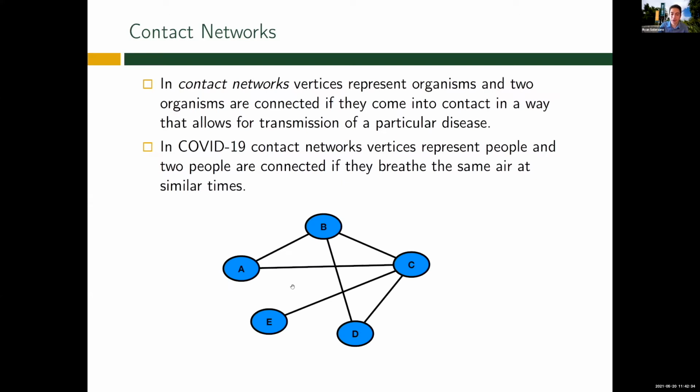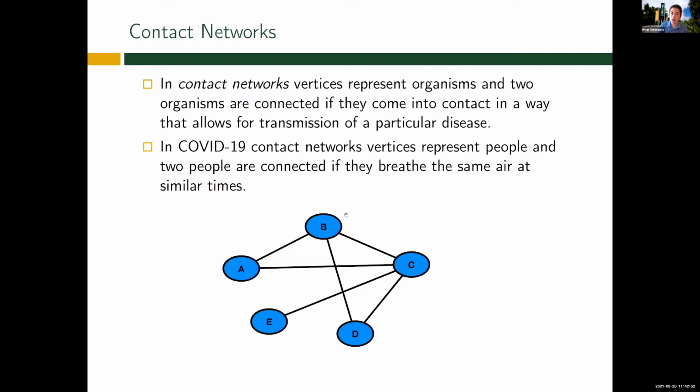So here's an example contact network. We can say maybe A, B, and C are all roommates, and so that's why they're all interconnected. And then maybe E has a class with C, and that's why they're only connected with C and not with B and A. And let's say maybe D is in a club sport with B and C, but not A.